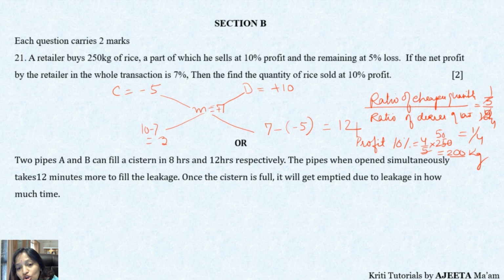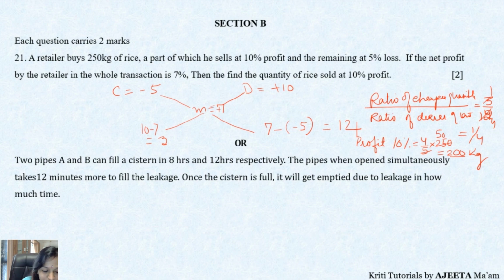Now two pipes A and B can fill a cistern in 8 hours and 12 hours respectively. Now this is an option, internal choice, right? So you have to attempt any one. The pipes when opened simultaneously take 12 hours more to fill the leakage. Once the cistern is full, it will get empty due to leakage in how much time? So that is what we have to find. Leakage से कितनी देर में फिल एम्प्टी होगा. नाउ 8 hours 12 hours अगर हमने दोनों को ओपन किया, so it takes 12 minutes more to fill the leakage. Correct.